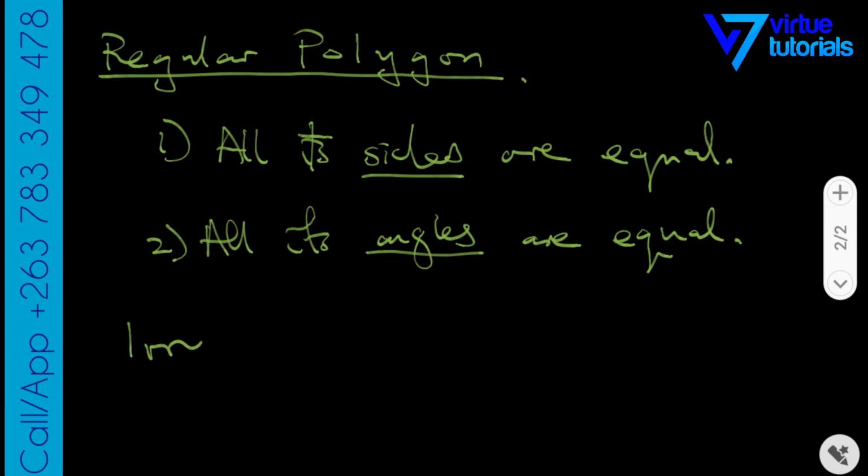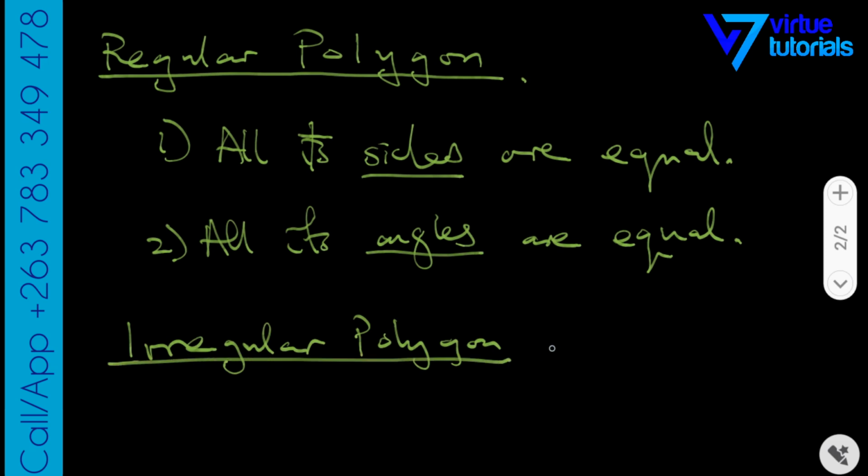Now, if a polygon is called irregular, it means the above is not applicable. This shape would not have equal sides and would not have equal angles. With that said, let's move to the part of interior angles.